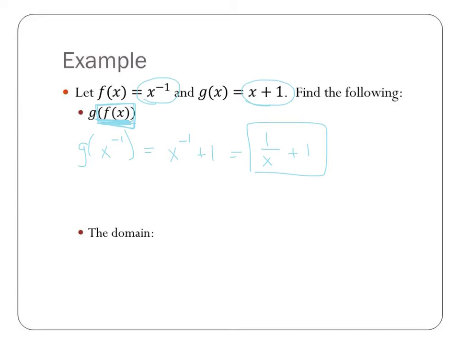Because again, with that x on the bottom, it still can't be a 0, so we're going to do all reals except 0.